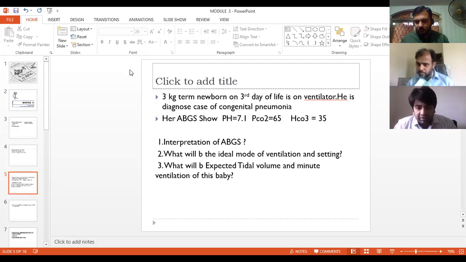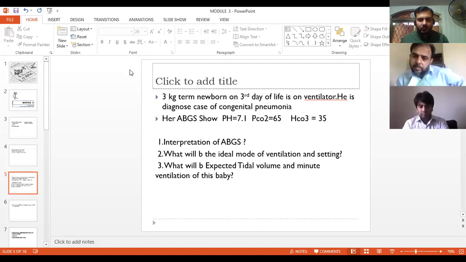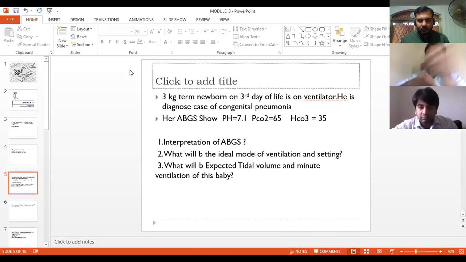So the second question is, what is the ideal mode of ventilation and what is the ideal setting for the ventilation of this baby? In a newborn, the most favored or ideal mode of ventilation usually is pressure controlled synchronized intermittent ventilation. And the settings would be as follows. Peak inspiratory pressure can be from 18 to 24. PEEP, positive end expiratory pressure, 4 to 10.